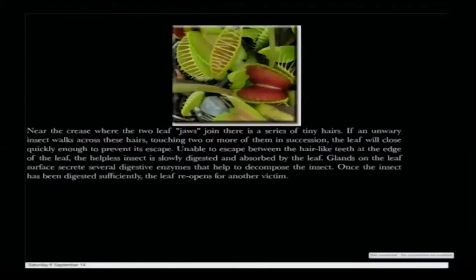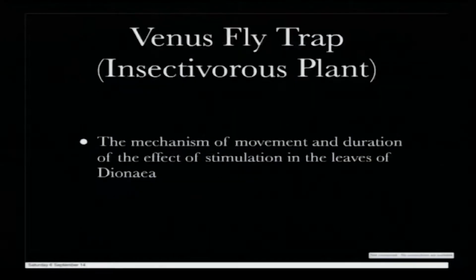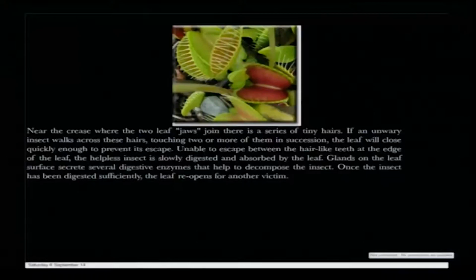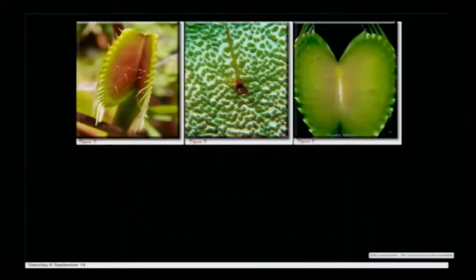So, now, if I go back, I was telling you this, sorry. Near the crease where the two leaf jaws join, there is a series of tiny hairs. Okay? If an unwary insect walks across these hairs, touching 2 or more of them in succession, the leaf will close quickly enough to prevent its escape. This line is important. Now, what does that mean? These spiny structures that you see, the 4 on one side, 4 on the other side, the insect has to touch 2 of them in succession.